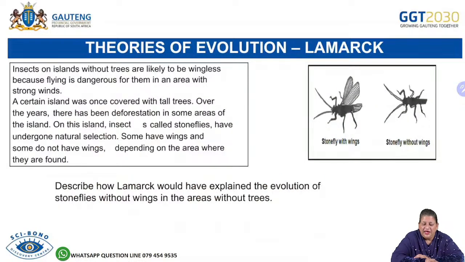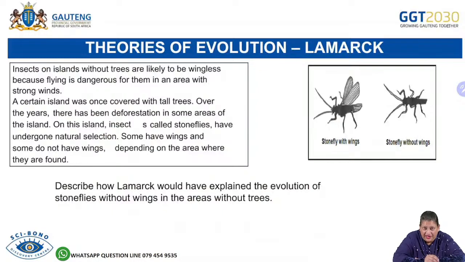Now we're going to get another example. The more examples you know, the better, because this is between 6 to 8 marks just on one theory. If they ask you Lamarck's and Darwin's theory, it can take a total of 12 marks. So you need to know that. So here is another example.